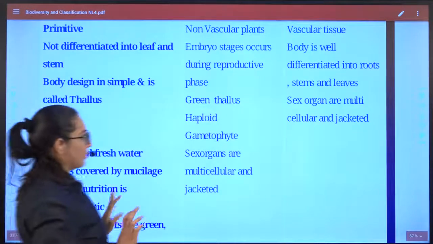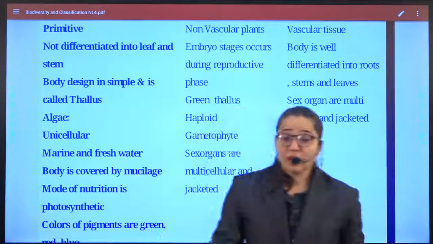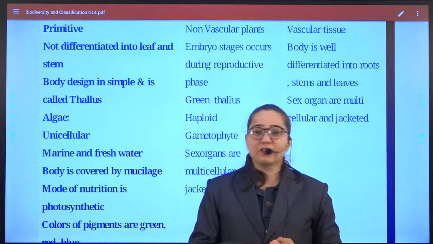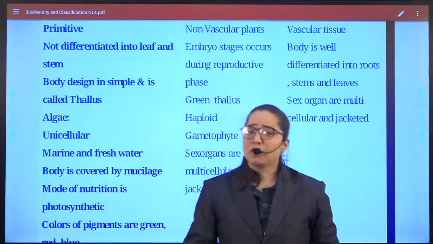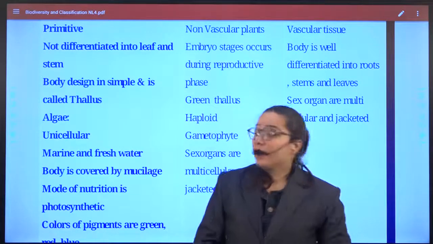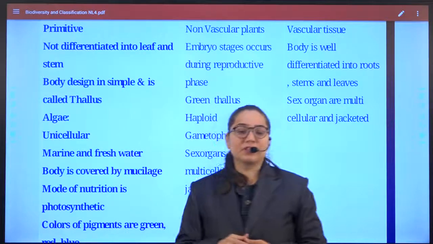This is how they are further divided. If we talk about Thallophyta, then they are primitive. They are not well differentiated into root, stem and leaves. The body design is extremely simple, and is called thallus. If we talk about it, then algae come under its category.